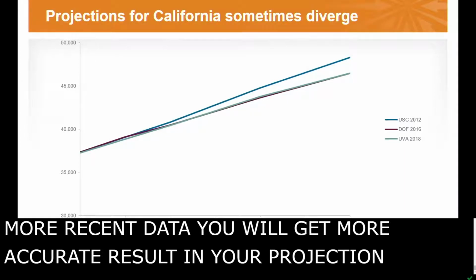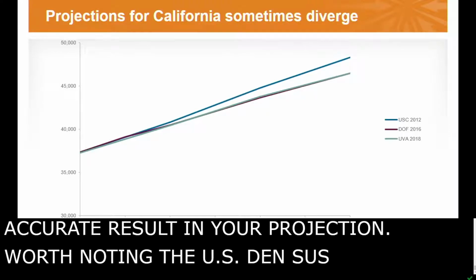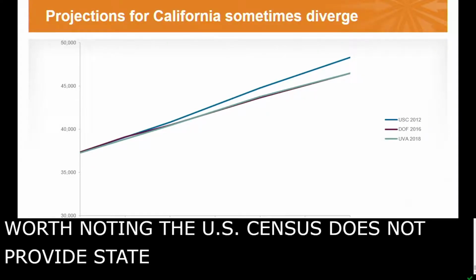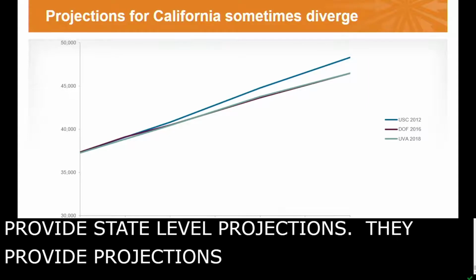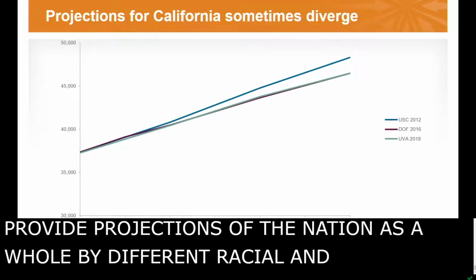It's worth noting that the US Census does not provide state-level projections. They provide projections for the nation as a whole by different racial and ethnic groups, but they don't provide the state-level estimates.